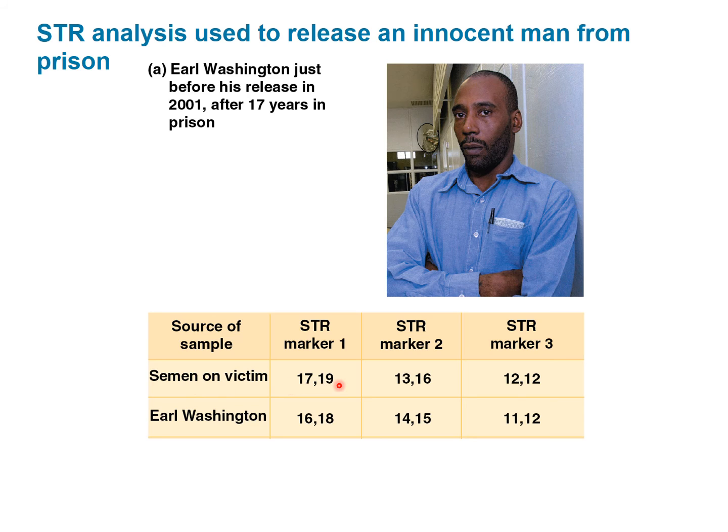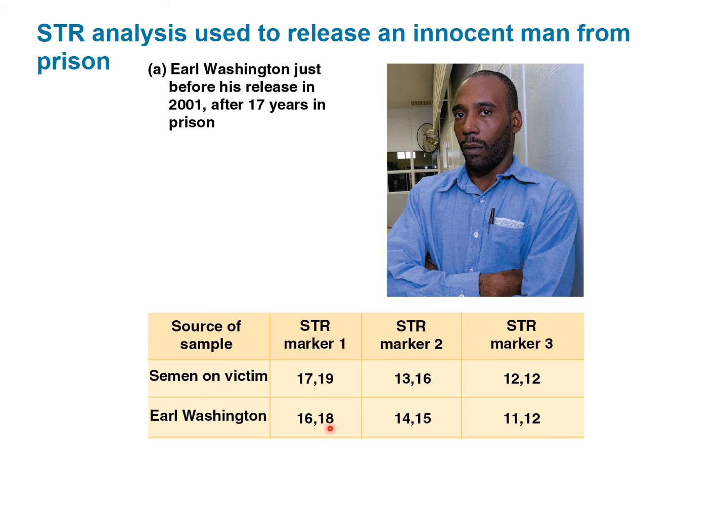So, 17 and 19. Remember, there are 2 chromosomes in each diploid individual, so each chromosome can have a different number of repeats, and they could be heterozygous. The semen had 17 and 19 for STR1, 13 and 16 for STR2, and 12 and 12 for STR3. They were homozygous for STR3.